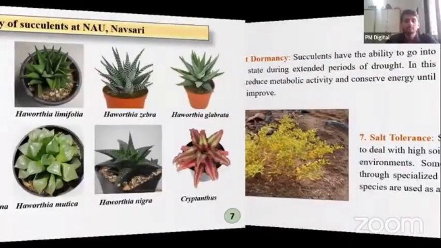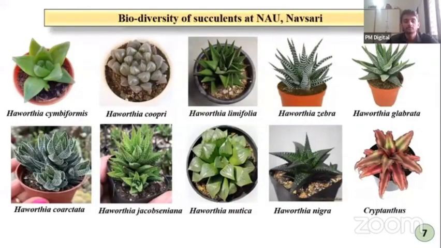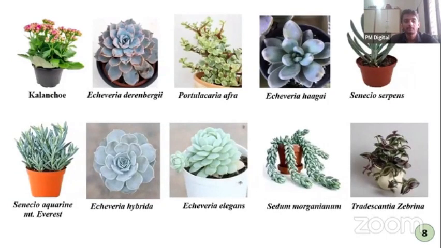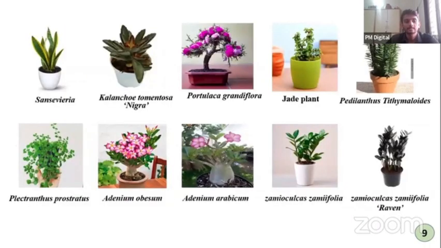Here I mentioned some biodiversity of succulents at our Veer Narmad University, Navsari Agricultural University. We have some species of Haworthia like Haworthia cymbiformis, Haworthia cooperi, Haworthia limifolia, Haworthia zebra, then Haworthia glabrata, Haworthia coarctata, Haworthia jacobsiana, Haworthia mutica, Haworthia nigra, then Cryptanthus, Kalanchoe, some species of Echeveria, Portulacaria, then Sedum, then Sansevieria.